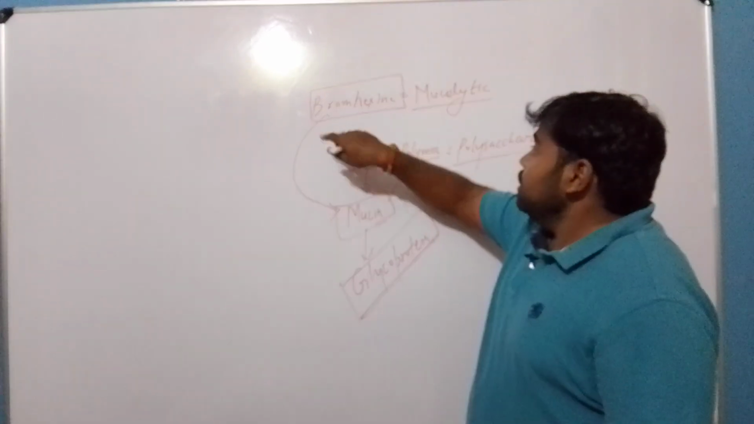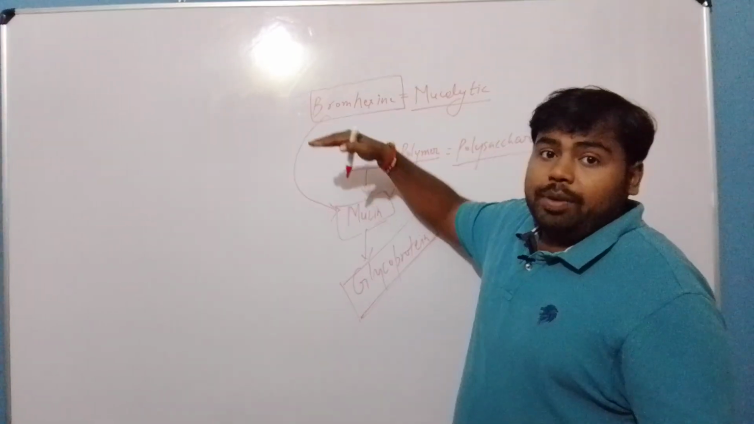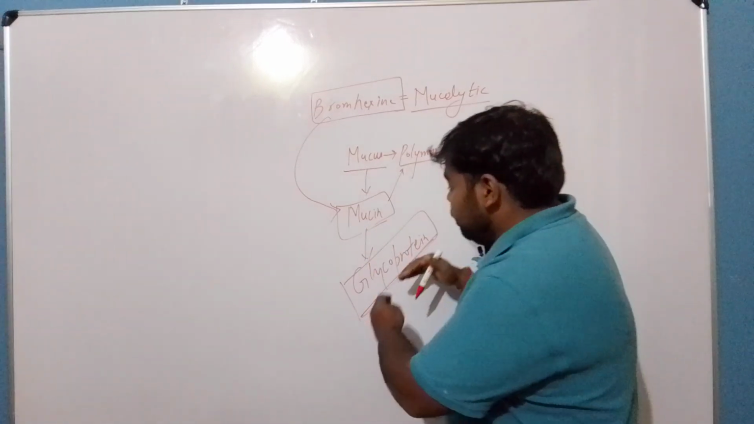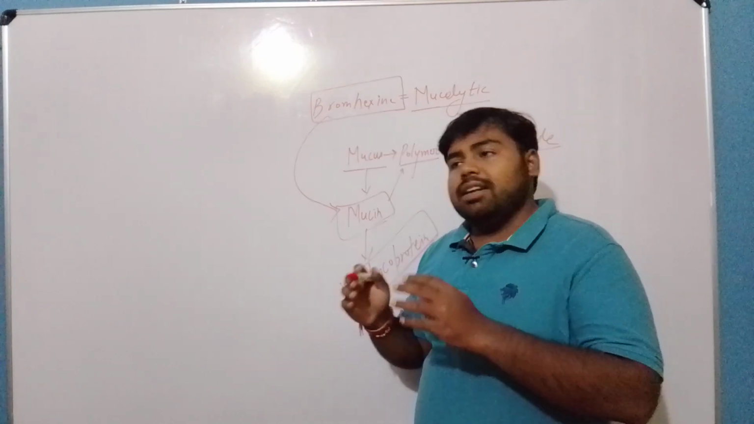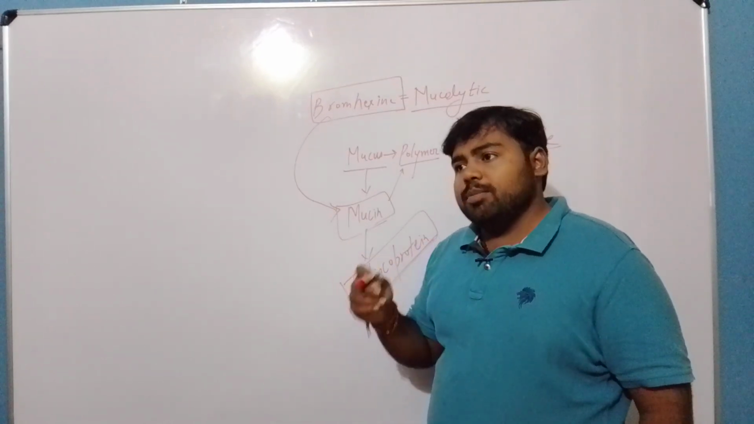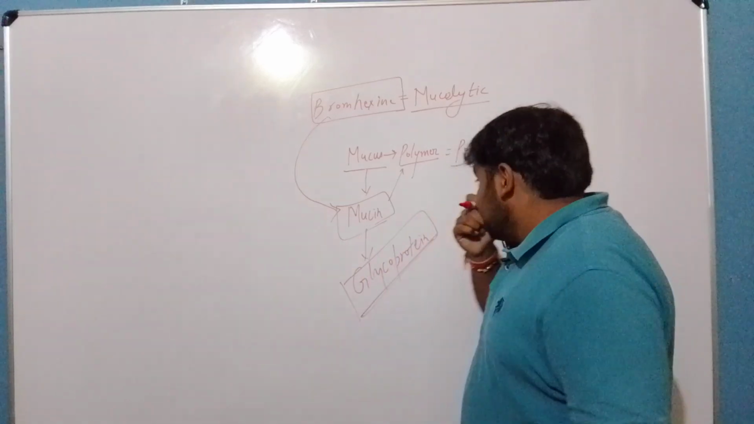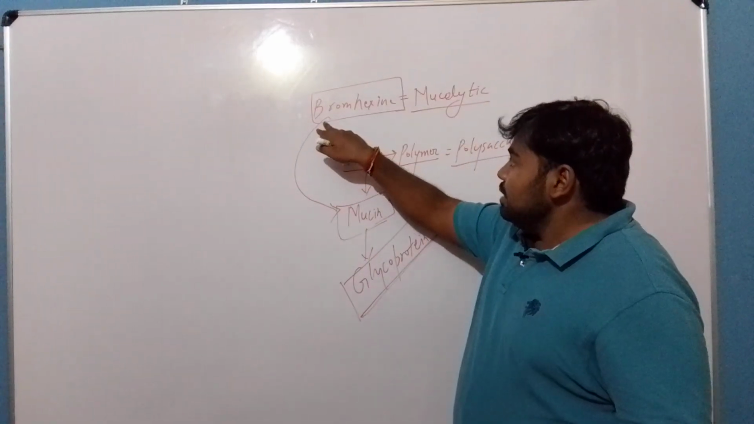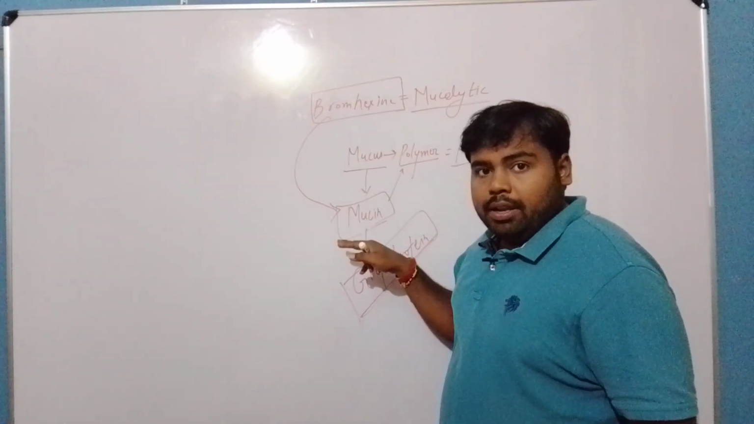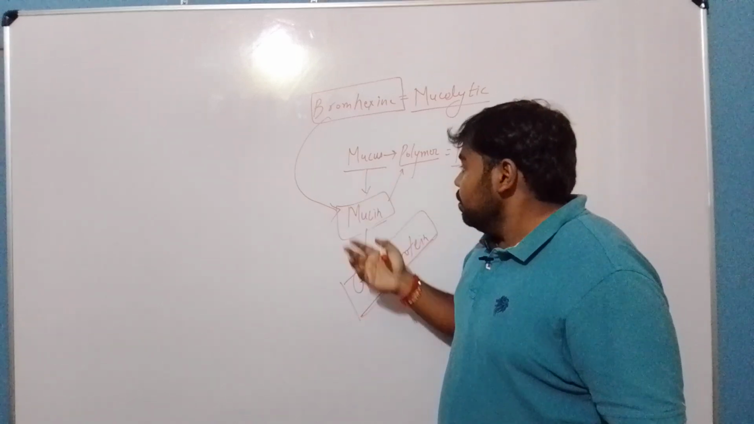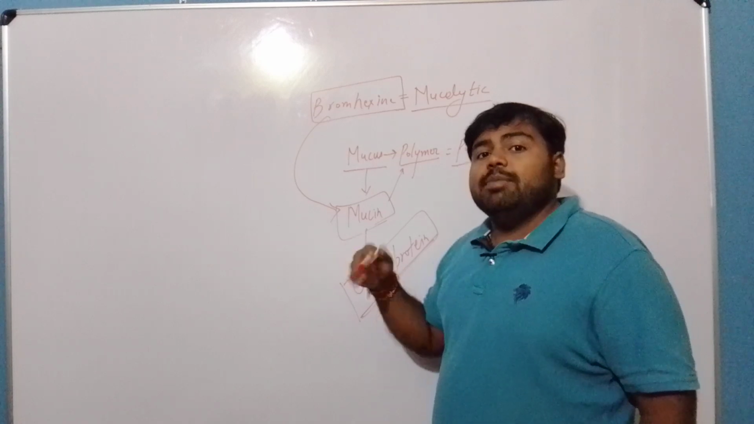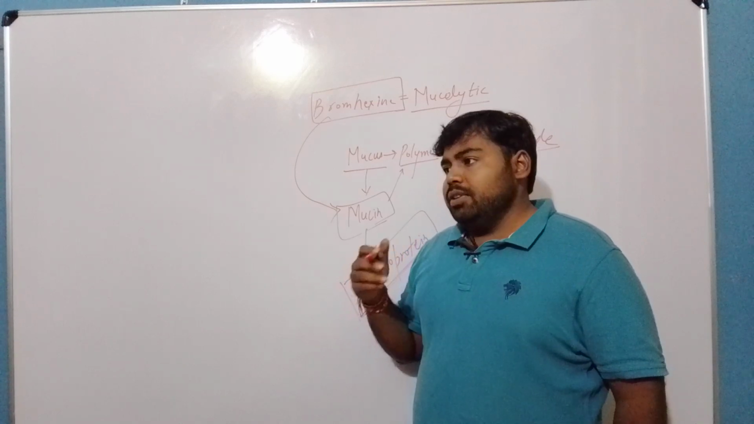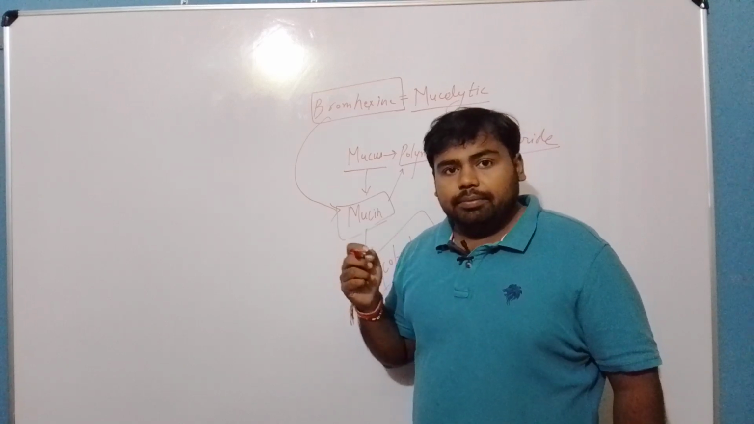So what does bromhexine do? Bromhexine will break down the chemical structure of mucin, or the chemical structure of glycoprotein. Ultimately, if a drug is breaking down the chemical structure of a polymer, that means I am decreasing the viscosity of mucus. If bromhexine is breaking down the structure of mucin, the viscosity of mucus is going to be decreased, and that we all want to achieve.